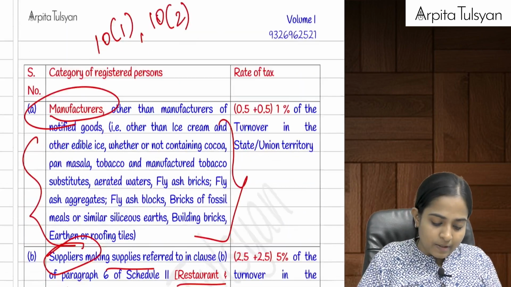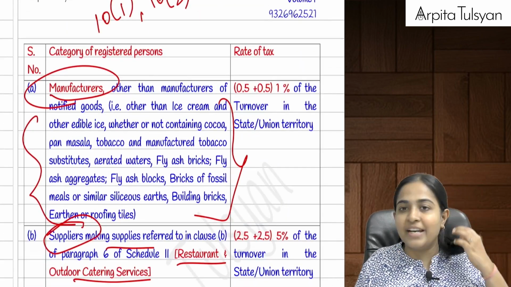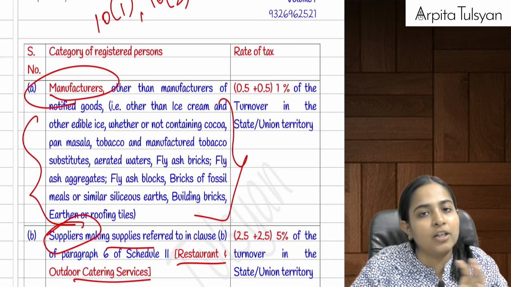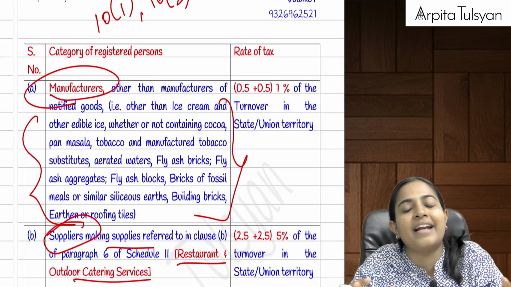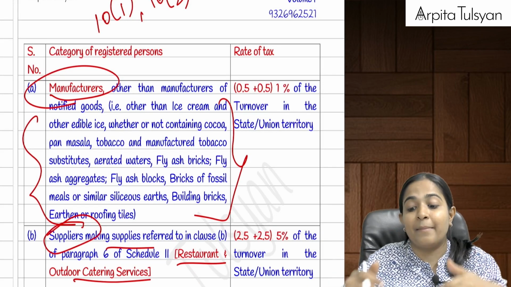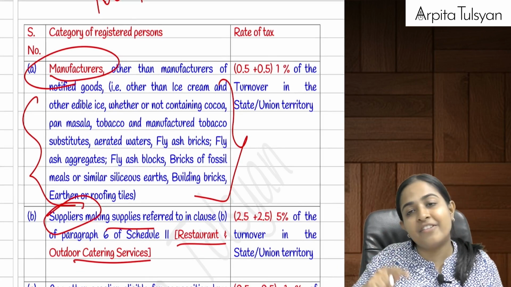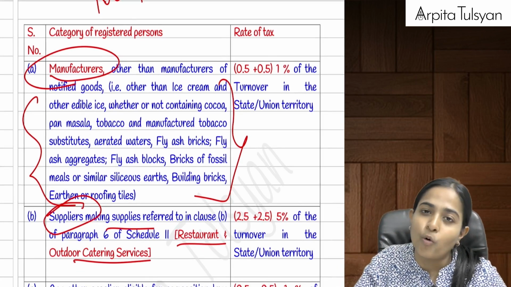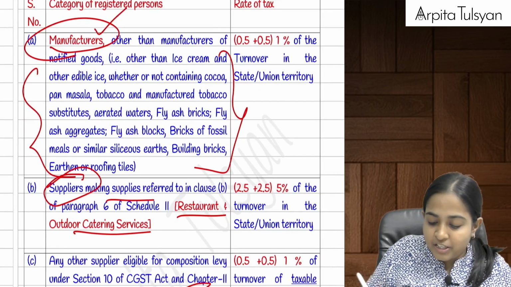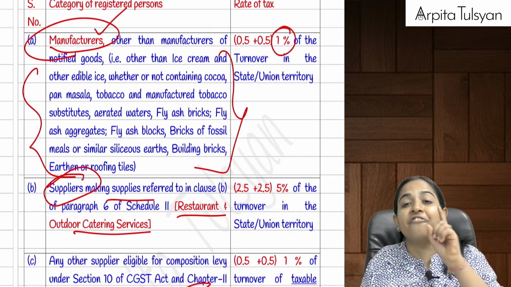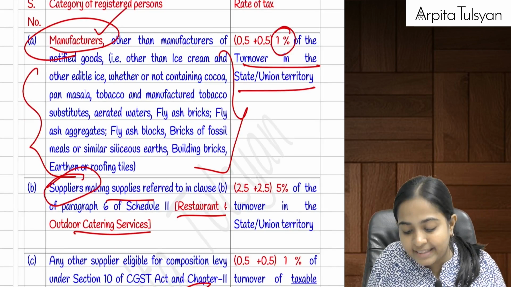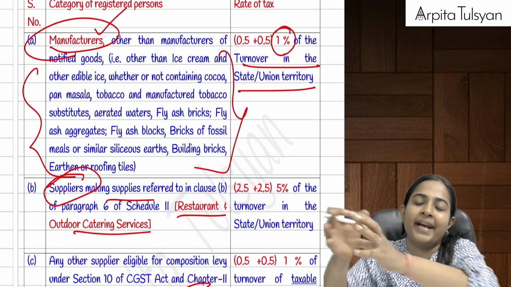Now let's try to understand what benefit you are getting. Last year, if my aggregate turnover did not exceed those limits, then in the current year I am eligible for the composition scheme. Eligible for the composition scheme means what benefit is available? First of all, you can pay tax at very, very lower rates. Manufacturers can pay tax at the rate of 1% of the turnover in the state or union area. Every office will pay its own taxes.